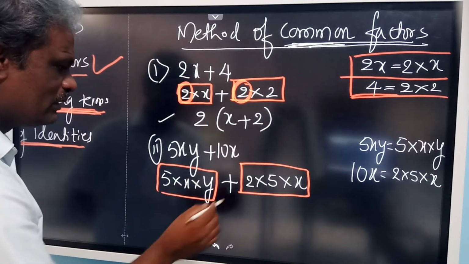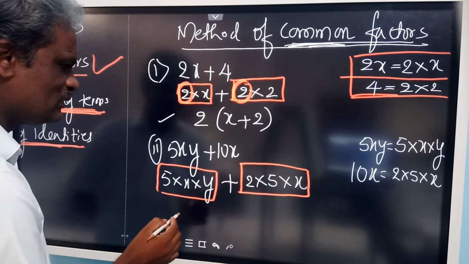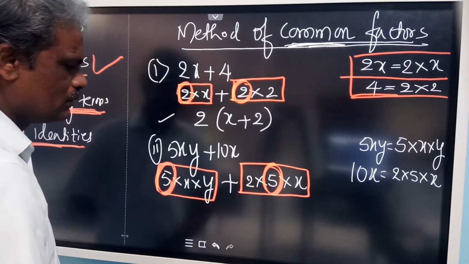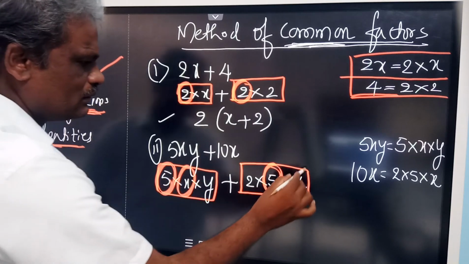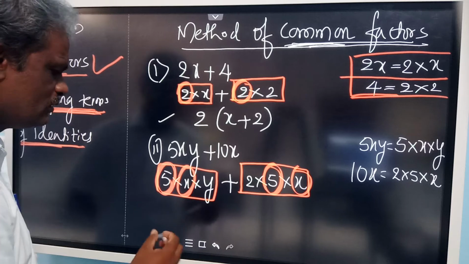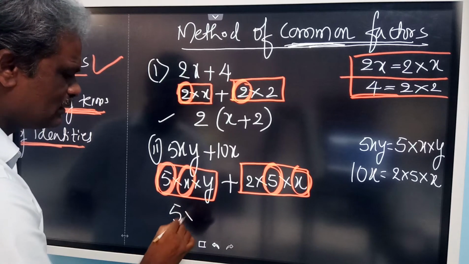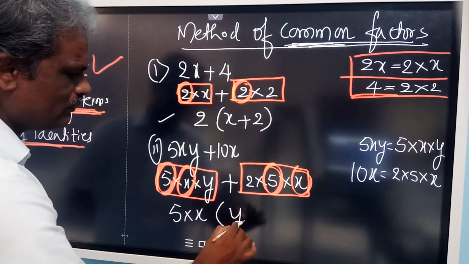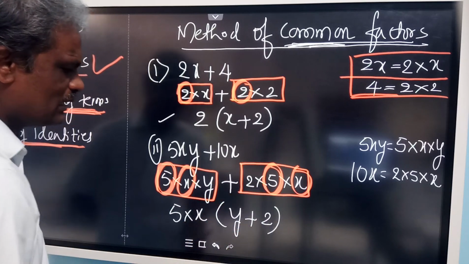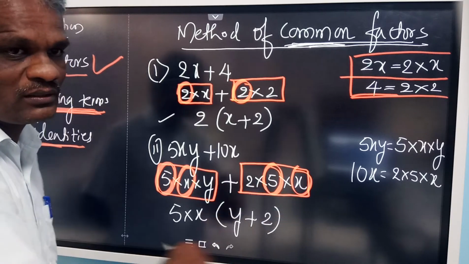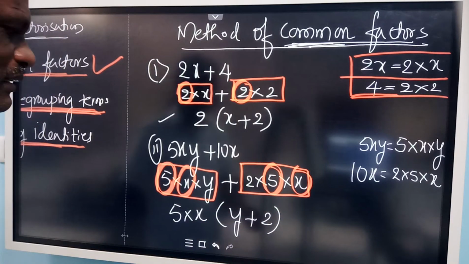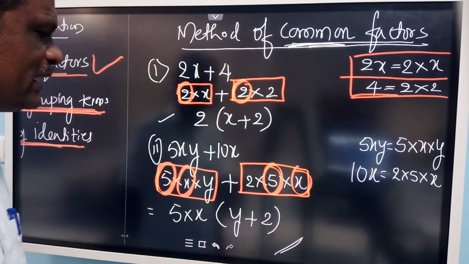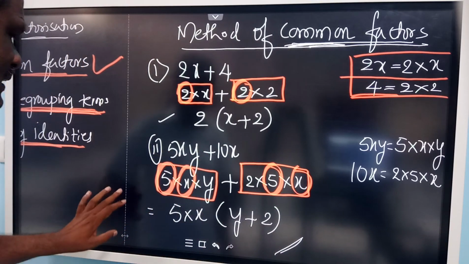In these terms, what is common? In both the cases you see 5 is common and x is common. So you take common 5x into (y plus 2). Here what will be left? y, and in this case 2 will be left. Don't write the circle, square or rectangle box. You can write this straight away. So this is the prime factorization of 5xy plus 10x.